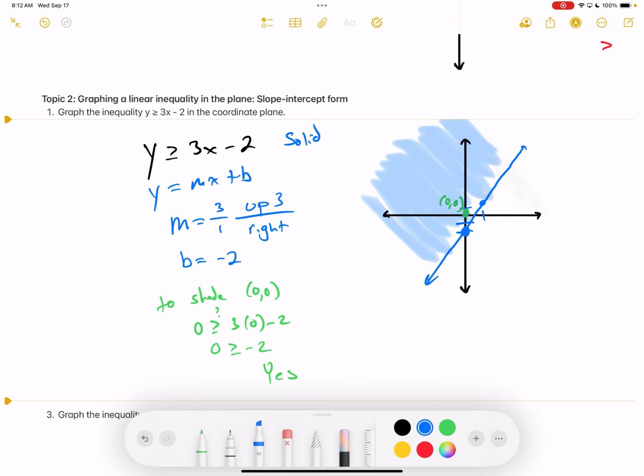That means any point that I pick on that side of the line would hold true in this equation. If I pick a point over here, it would not be true. So any point in this area over here I could plug in and it would hold true.